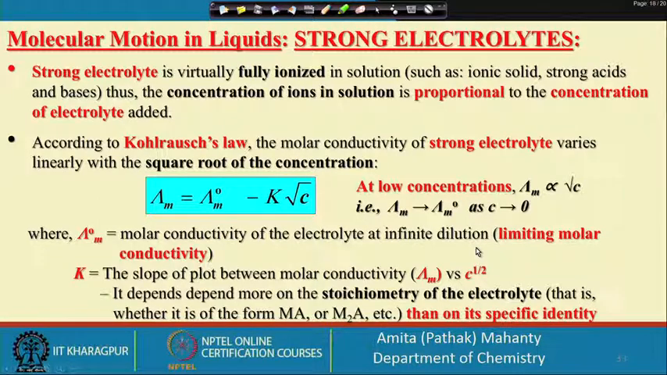So, what are the characteristics of a strong electrolyte? A strong electrolyte is virtually fully ionized in solution. Examples are ionic solids, strong acids and bases. The concentration of the ions in the solution is proportional to the concentration of electrolyte added.